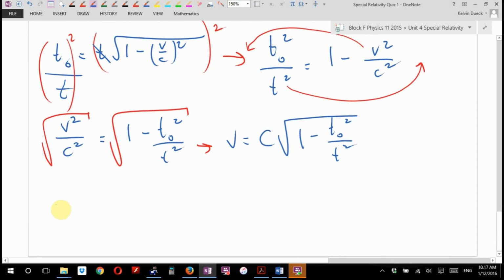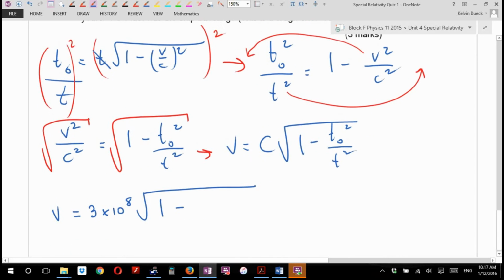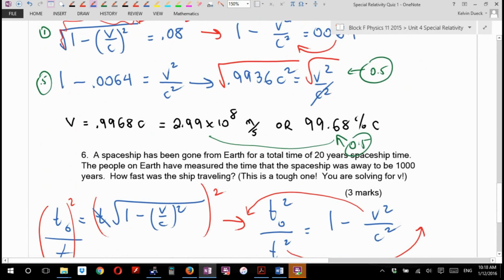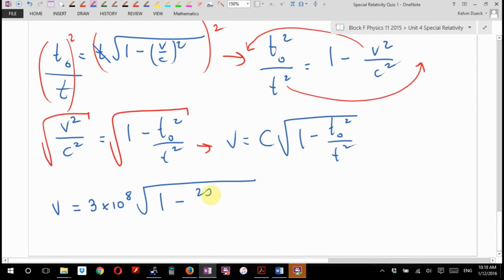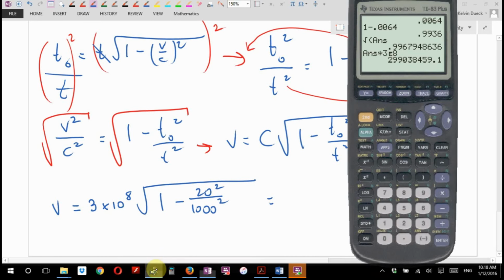Now we plug and chug. Speed is going to be 3 times 10 to the 8th, square root of 1 minus T0. T0 is the time on the spaceship. 20, all over 1,000 squared. Okay, I can get this.